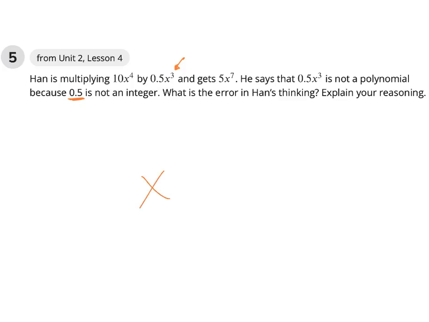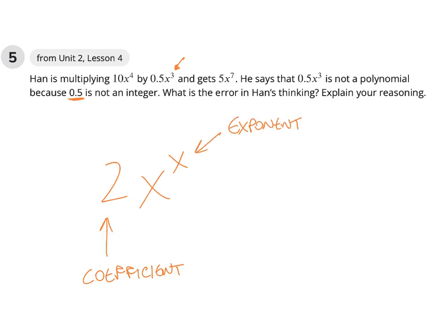So if you have a variable, this is your coefficient. The number out front is called the coefficient. The number up here is your exponent. If it's the highest one, it's called the degree, but that is your exponent. Exponents, coefficient, any number. Exponents must be whole numbers.